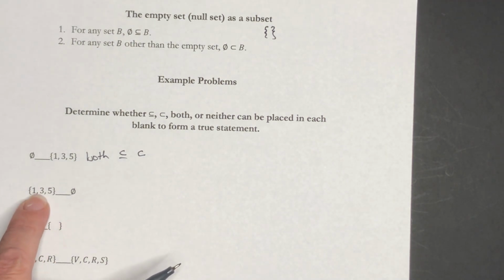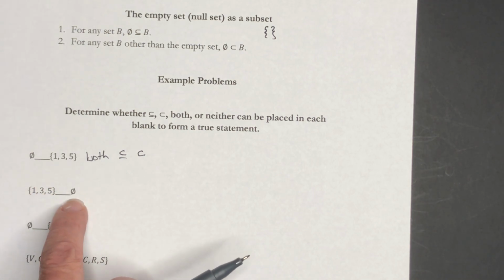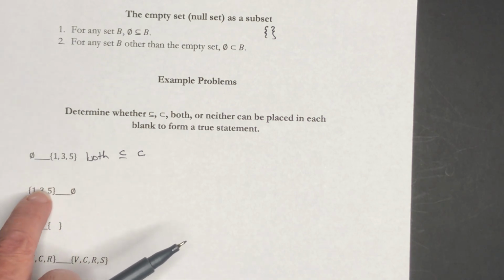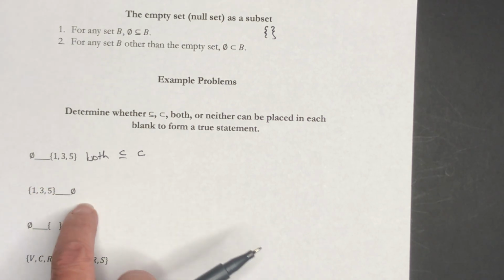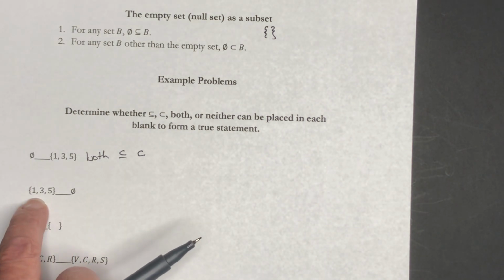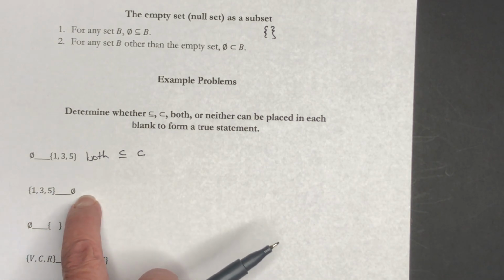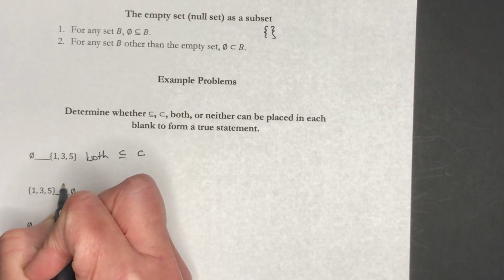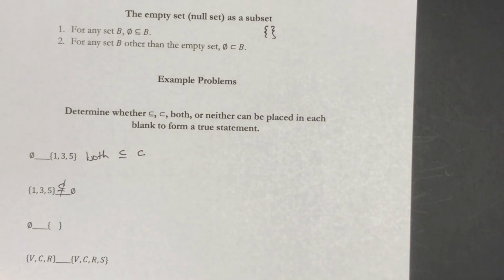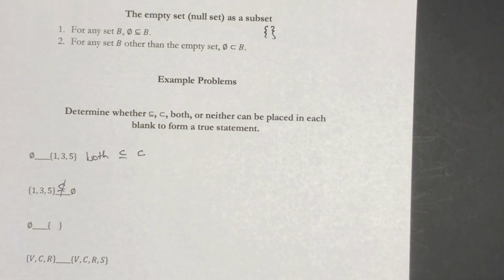Okay, so now here, it's basically reversed. Is {1, 3, 5} a subset of the empty set? Well, what we ask ourselves is, is there anything in here that is not in here? And the answer is yeah. All of these, 1, 3, and 5, none of them are in over here. So this is most definitely not a subset. And if it's not a regular subset, it's not a proper subset.